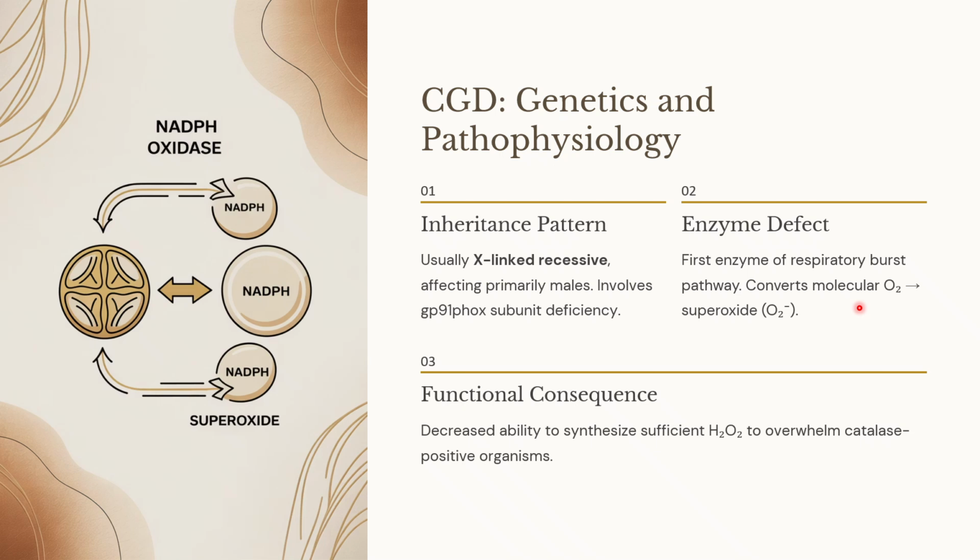So they are more prone to infections, right? Because this is what happens inside the cell. The respiratory burst happens because of these reactive oxygen species, and therefore the microbes are killed. But due to the deficiency of these enzymes, the superoxide is not produced, and therefore the microbes are not killed.